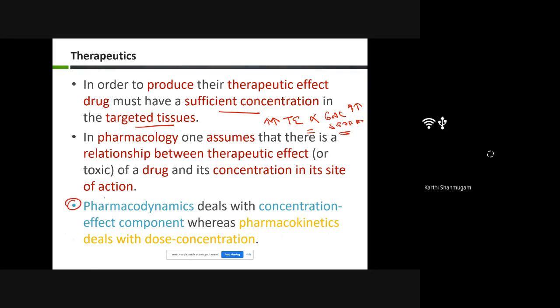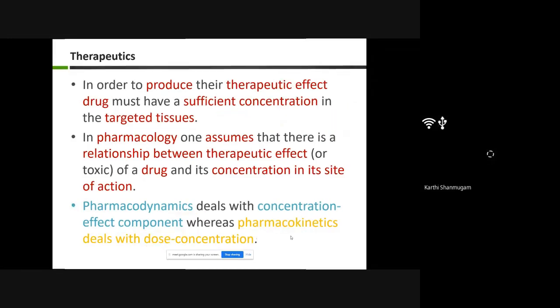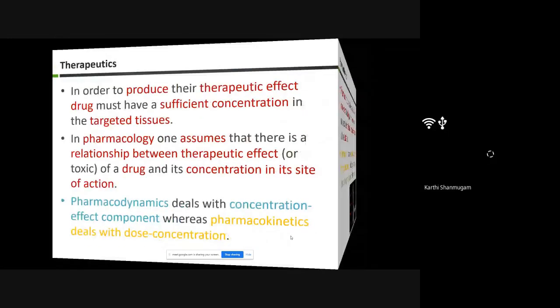This is a different way to define what is meant by pharmacodynamics and pharmacokinetics. Pharmacodynamics deals with the concentration effect component, and pharmacokinetics deals with dose concentration. No need to worry about anything, right? Even if you don't understand, no worries. I have many examples to help you understand. As of now, therapeutics is related to how much concentration of the drug molecule is present near the site of action and how much effect is produced by the drug molecule. That is what is called therapeutics, right?